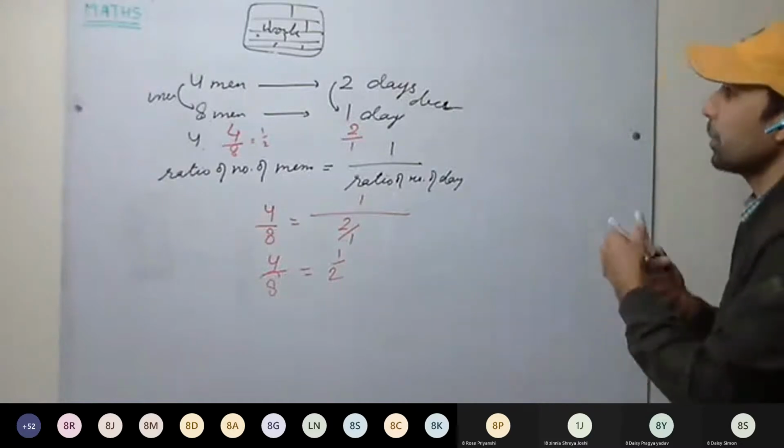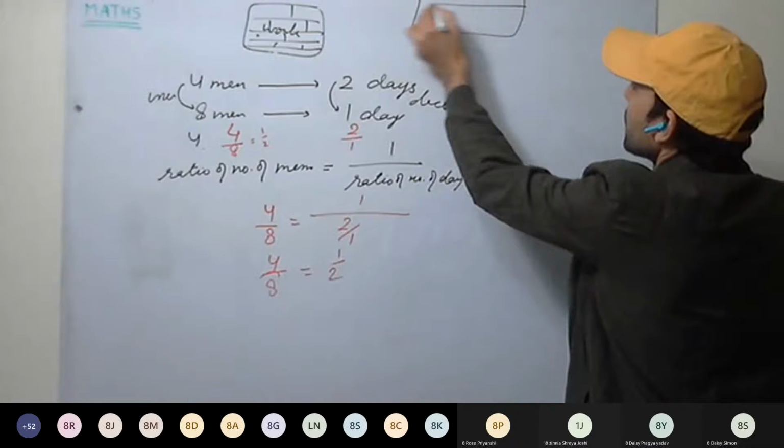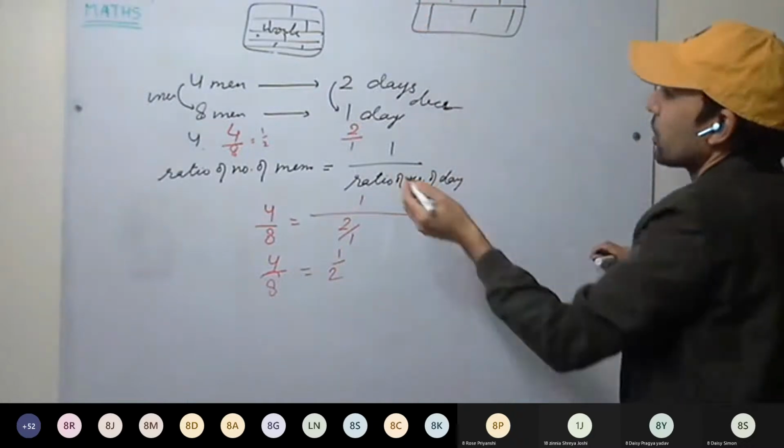Okay, I give you one question. For example, a wall is to be built. A bigger wall.